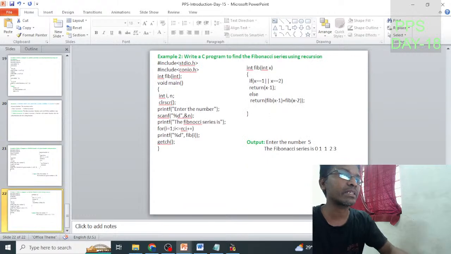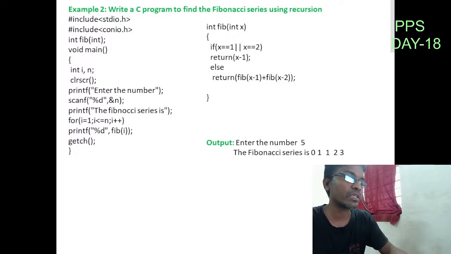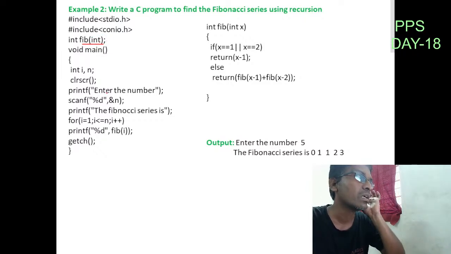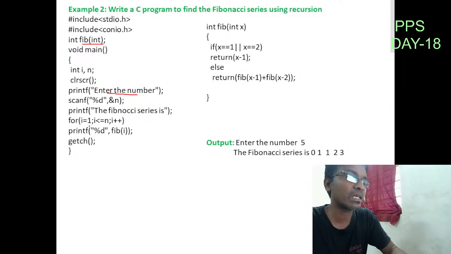And the second one is the Fibonacci series. So Fibonacci series by using recursion. Here also I'm going to declare the function outside of the main program. It is called a calling function or global function, and I'm going to read the n value from the keyboard. And here I'm writing one statement, Fibonacci series is, and for printing the Fibonacci series, I'm using a for loop, for i equal to 1, i less than or equal to n, i plus plus, and printf percentage d comma fib of i.